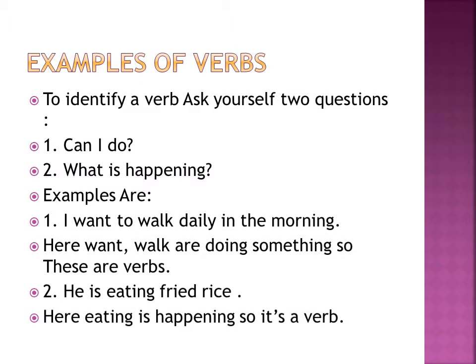Examples of verbs. To identify a verb, ask yourself two questions. What can I do? What is happening? Examples are: I want to work daily in the morning. Here want and work are doing something, so these are verbs. He is eating fried rice. Here eating is happening, so eat is a verb.